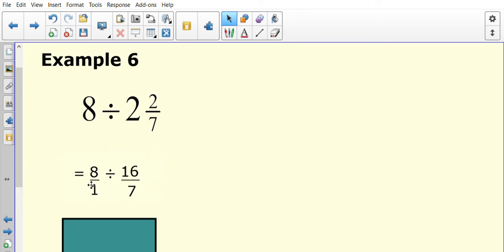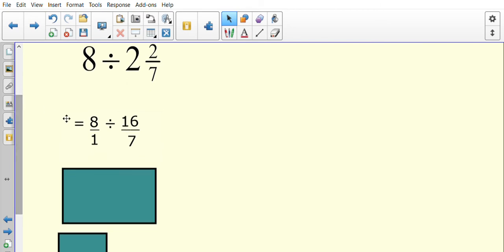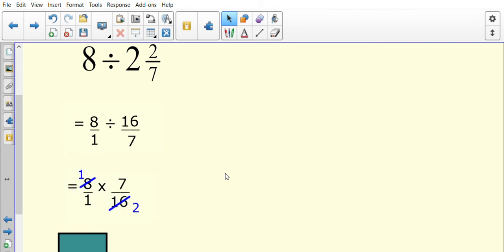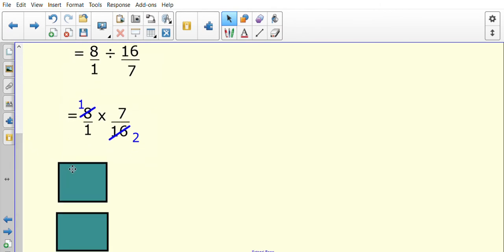And then, once you have it at this stage, exactly the same strategy as before. Flip your second fraction and change your division to a multiplication. So I've now got 8 over 1 times 7 over 16. Check your diagonals for any simplification, which we of course can do. 8 and 16 are both divisible by 8. And then multiply your numerators together, multiply your denominators together to give you 7 over 2.